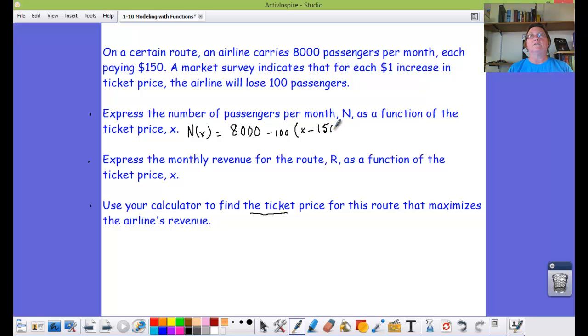I want you to think about that for just 1 second. If they start raising the price above $150, for every dollar that it goes above, they're losing 100 passengers from the 8,000 they would expect.